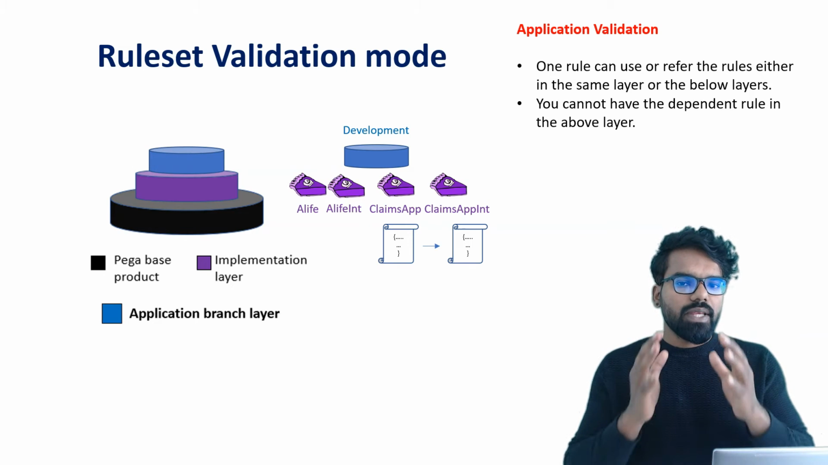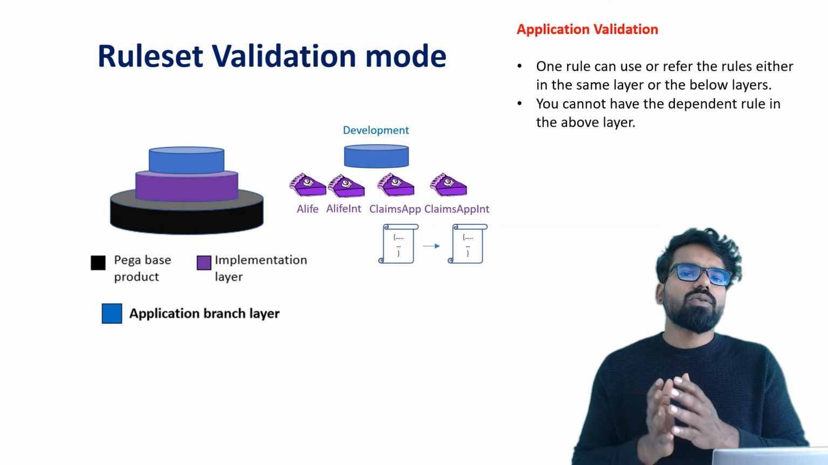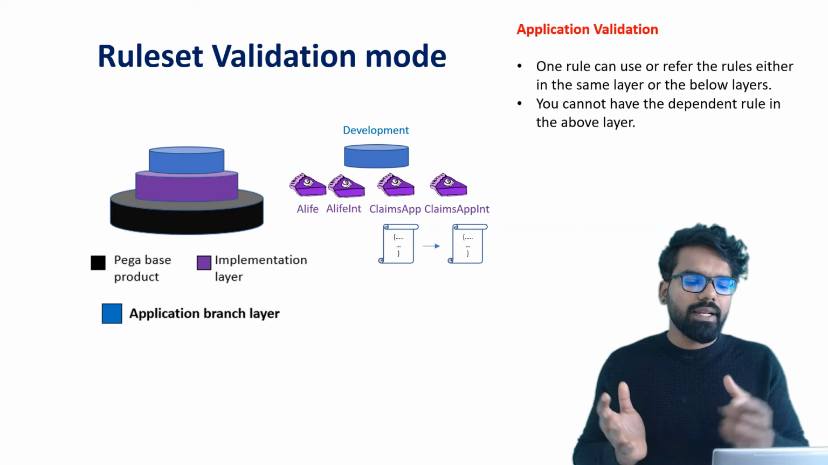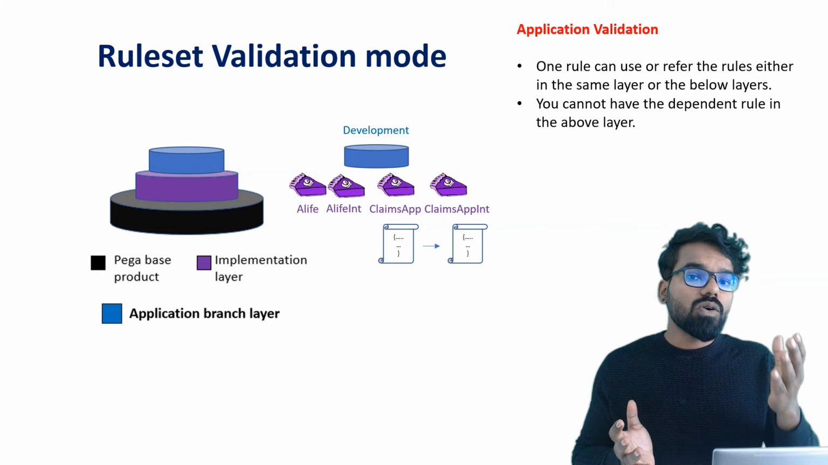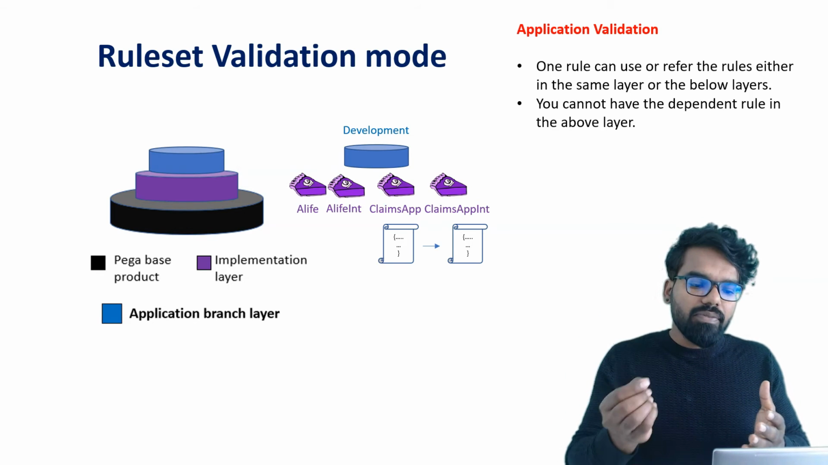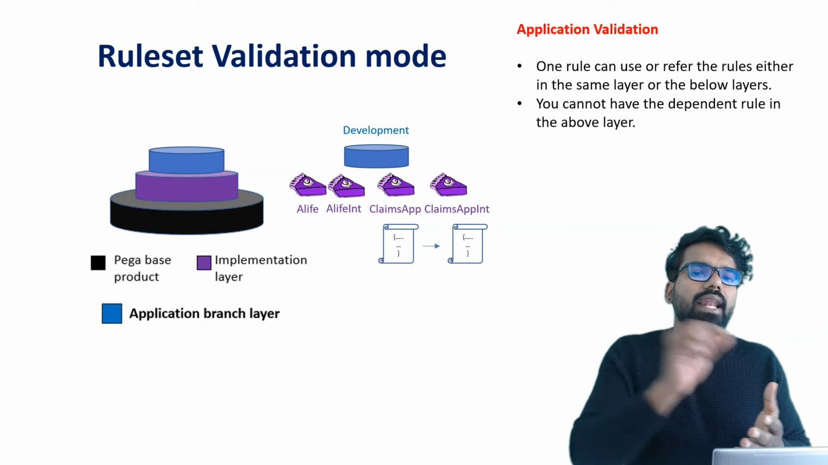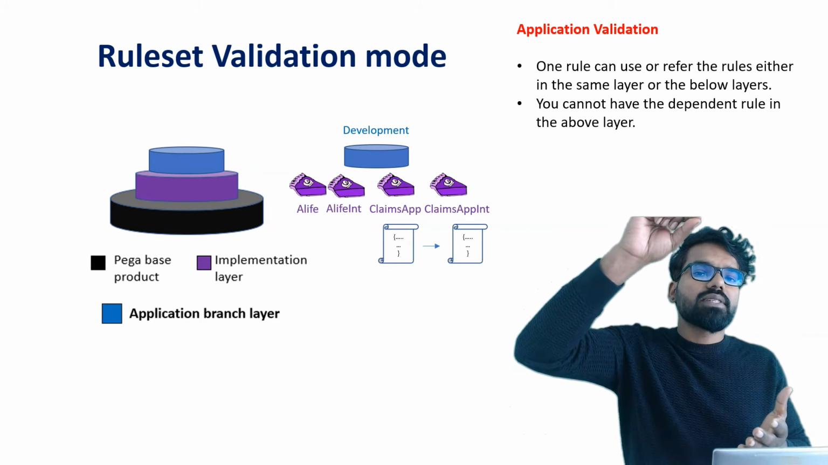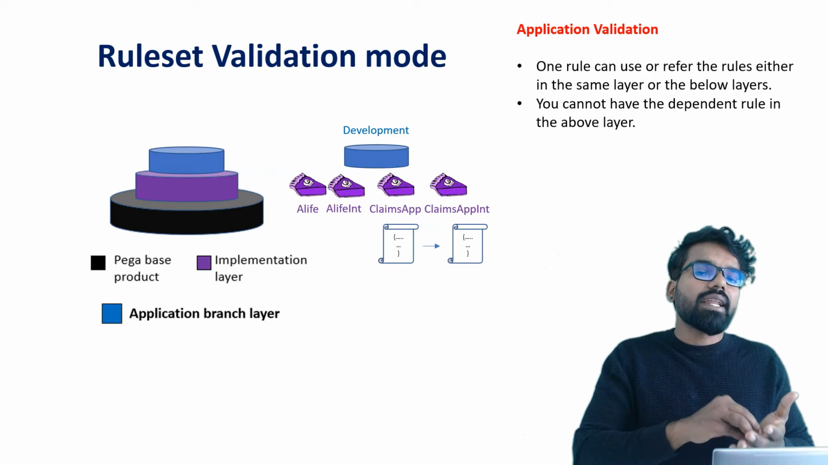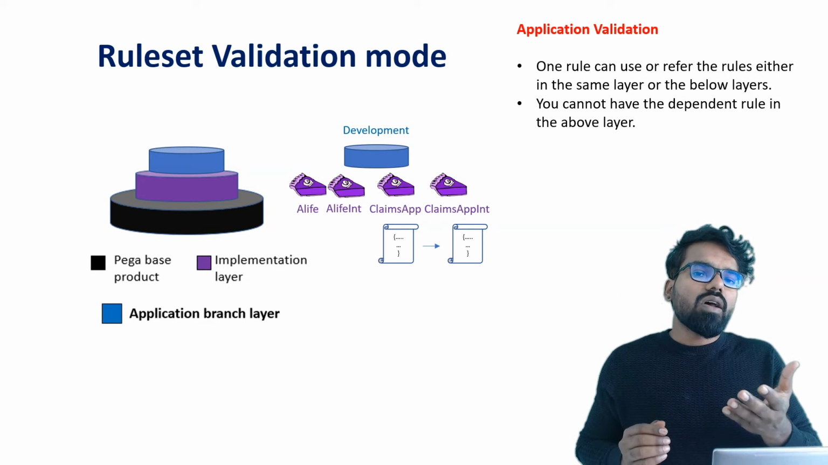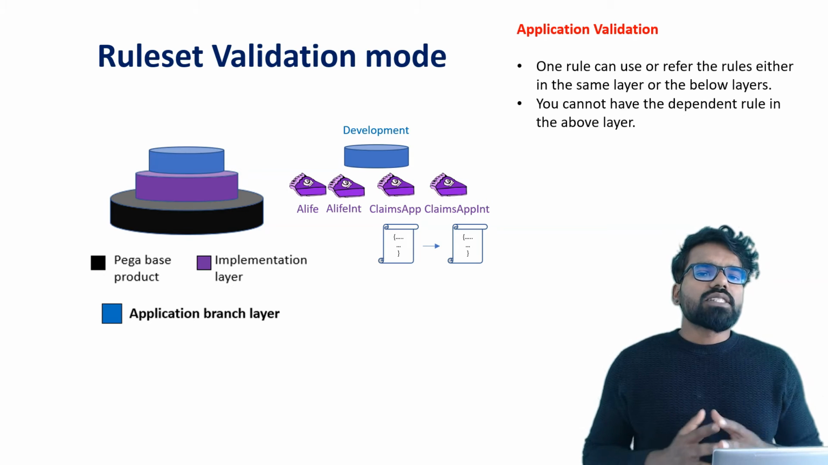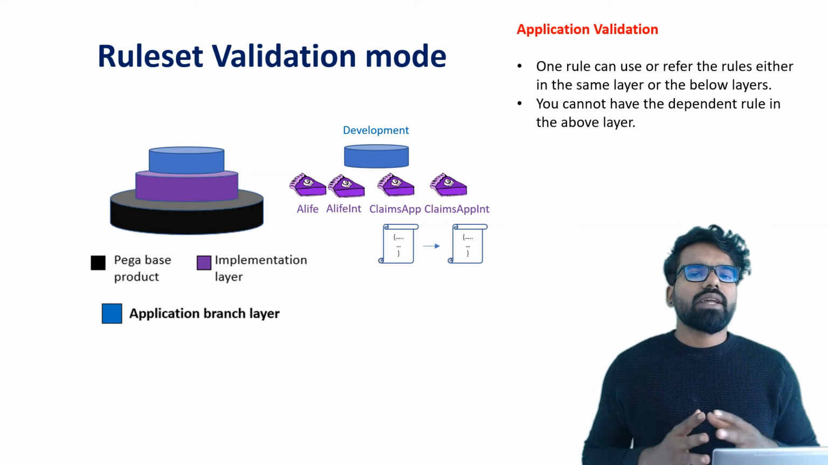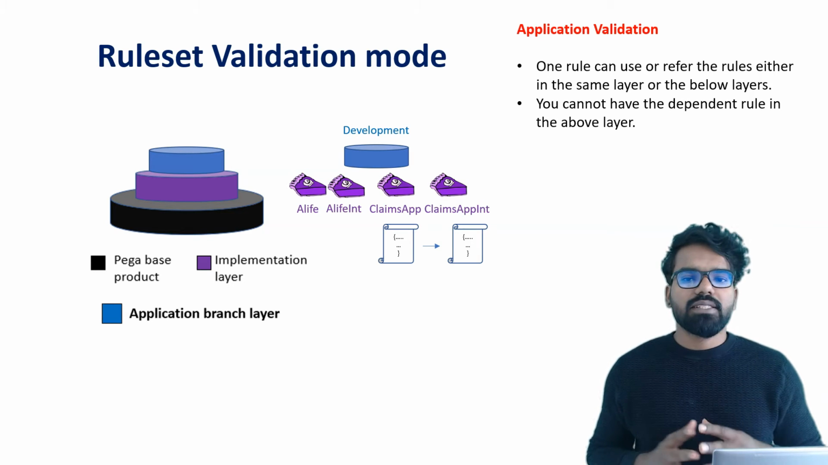So just remember, in application validation, you can refer to rules at the same layer. It can be in any rule set on the same layer. It means climbs app can invoke rules from alive int, climbs app itself and climbs app int. But it cannot refer to rules from the development rule set, which is at the very top. But it can refer to rules from the same layer or the below layer. Most of the rule sets which Pega creates are marked as application validation, and I would also recommend having it marked as application validation.